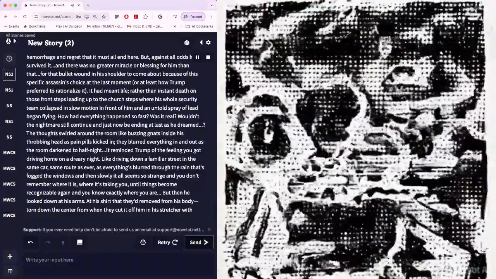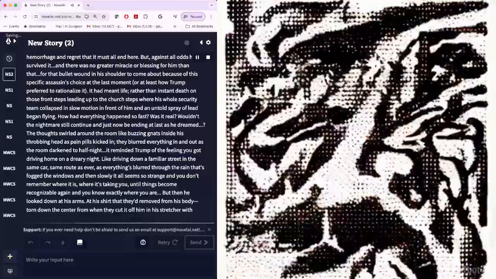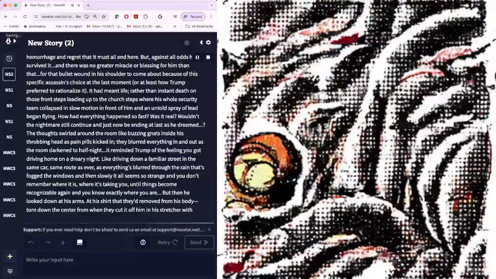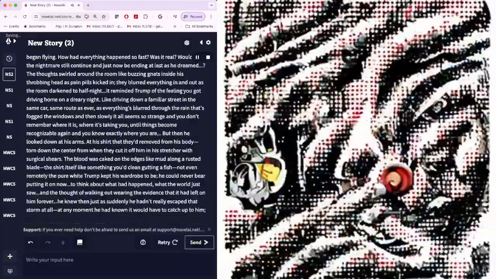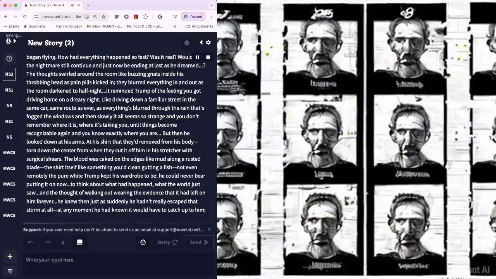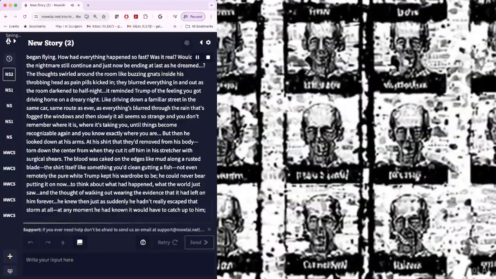How had everything happened so fast? Was it real? Wouldn't the nightmare still continue and just now be ending at last as he dreamed? The thoughts swirled around the room like buzzing gnats inside his throbbing head as pain pills kicked in. They blurred everything in and out as the room darkened to half night.